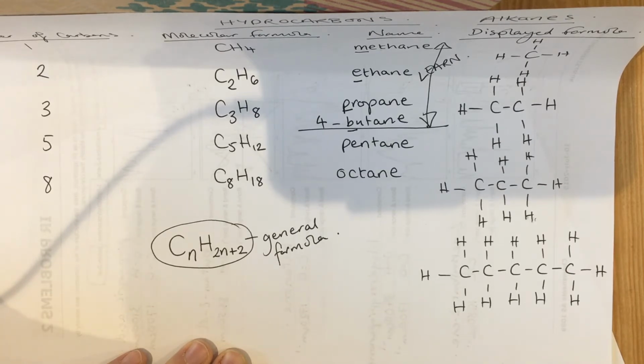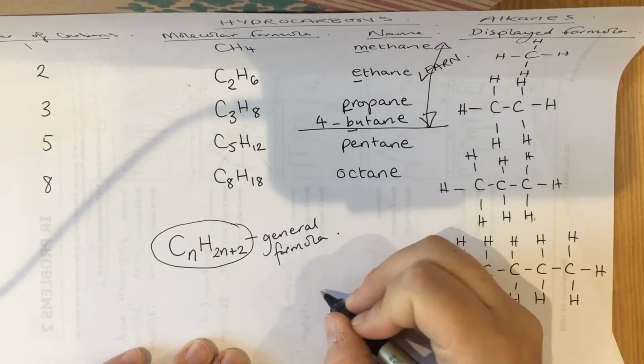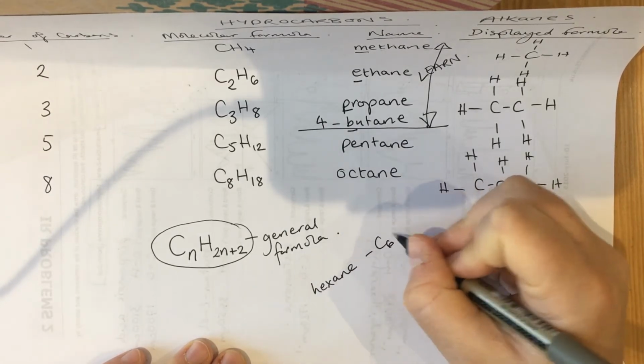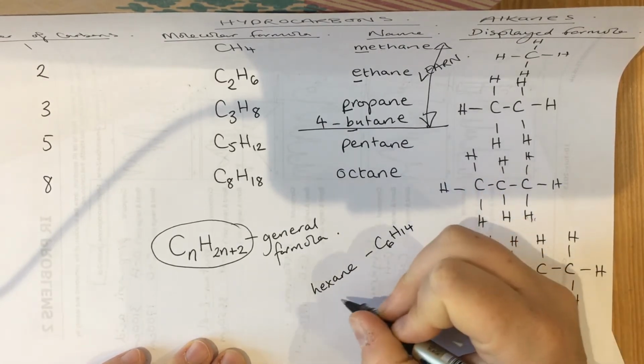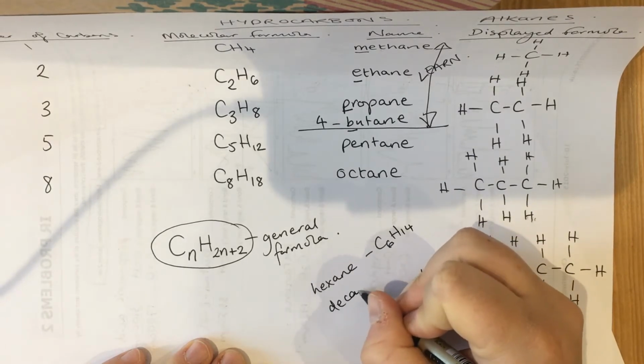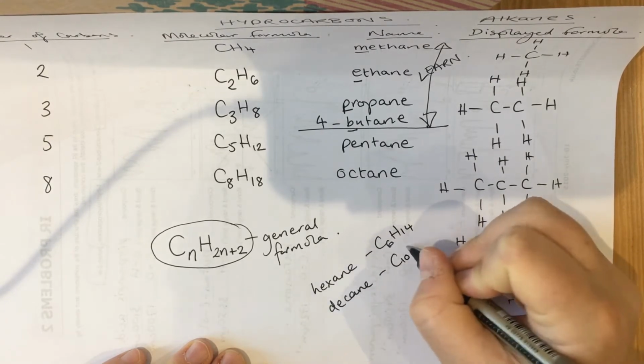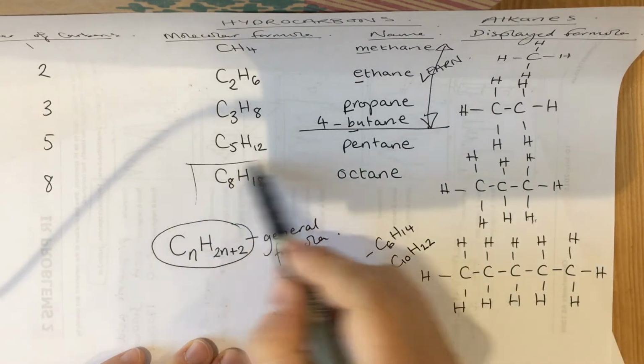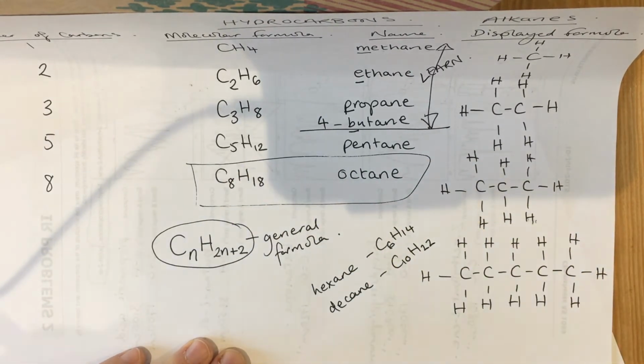So the next thing is draw the structure of and write down the molecular formula for hexane, decane and octane. So hopefully you can do that without too much issue. Hexane, remember, was 6 carbons, so has that molecular formula. Decane was 10, so has 22 hydrogens. Octane we've already done. You can draw the structures yourselves.